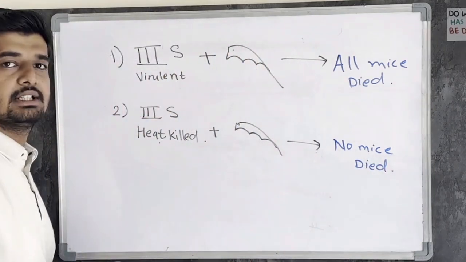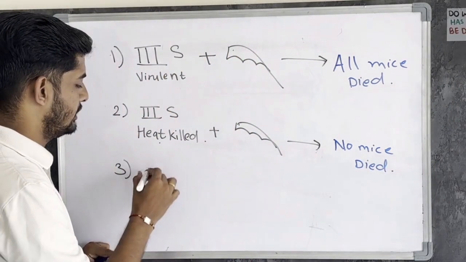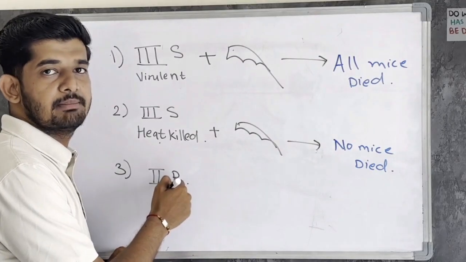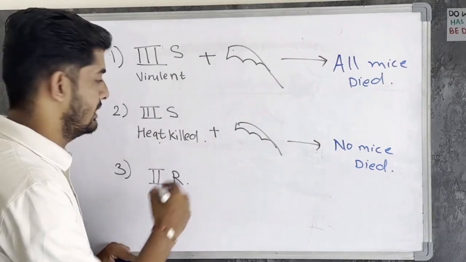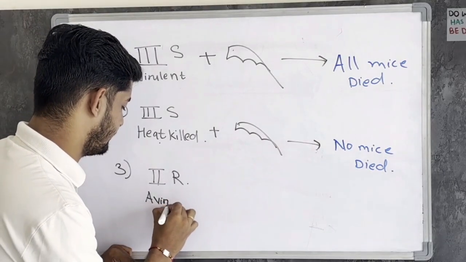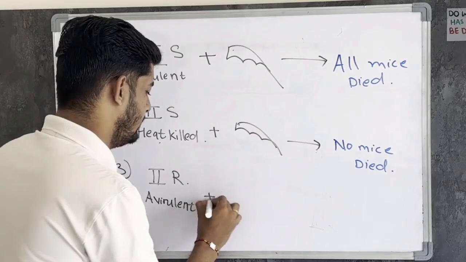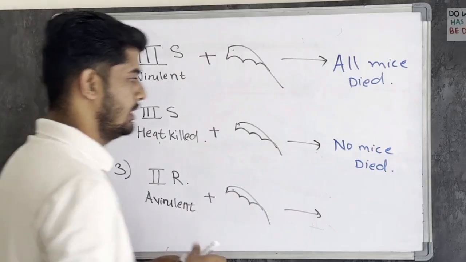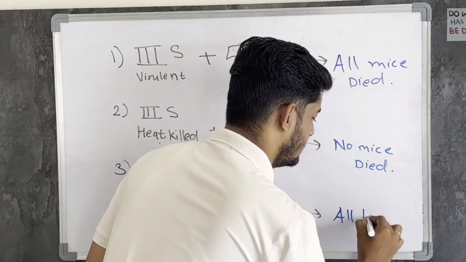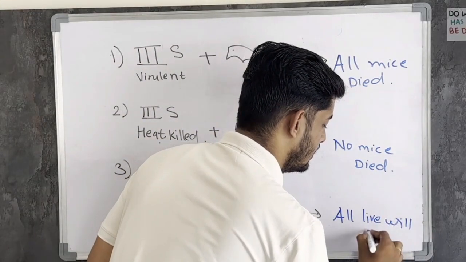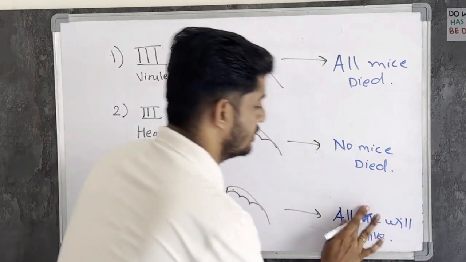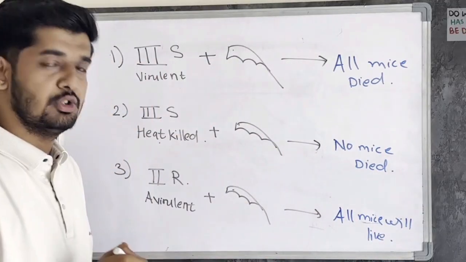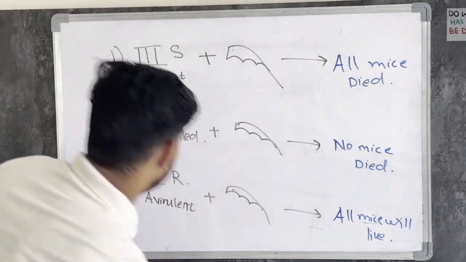In the third experiment he conducted, he took the 2R bacteria. Now this 2R bacteria is an avirulent type and has no ability to cause any type of pneumonia. Now when it is injected in the mice, all mice will live, as it will not cause any type of pneumonia. So these were the basic three steps.